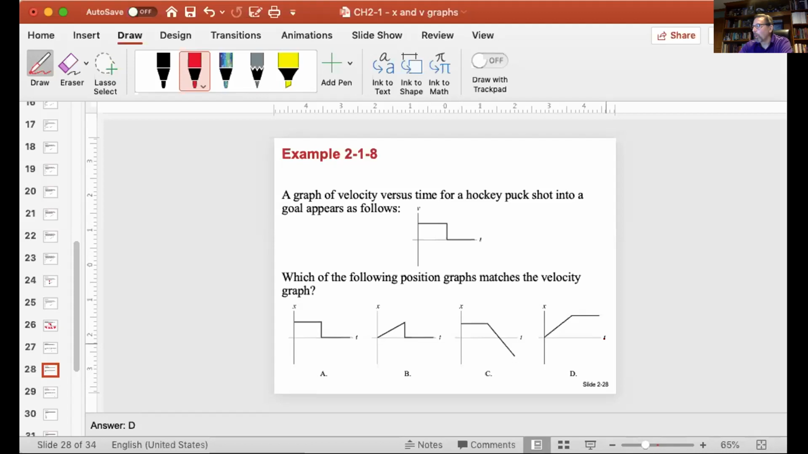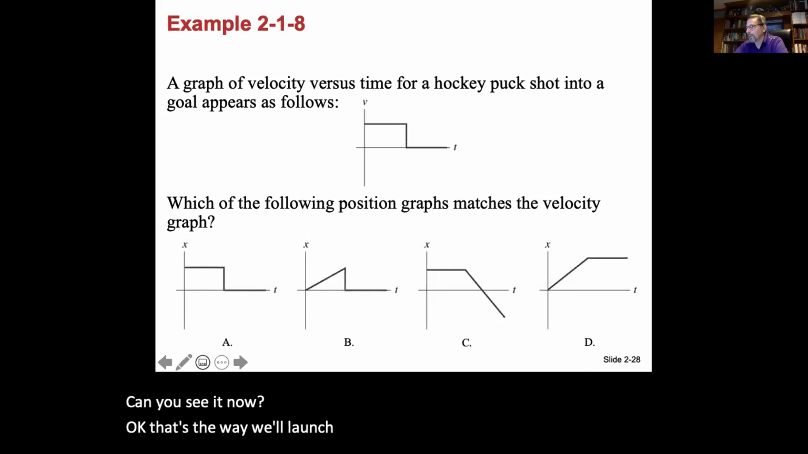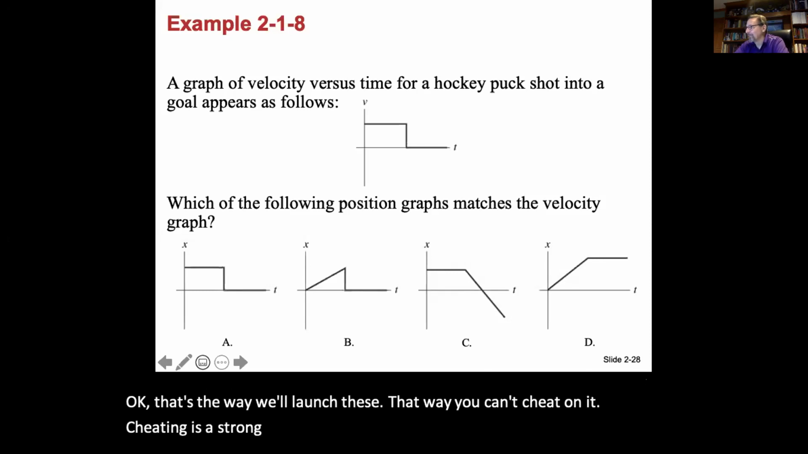Which screen? On the polling screen or in the? On the PowerPoint. I think it's in your notes at the bottom. Oh yeah, I got it. Okay, thank you. Let me see if I can hide that. Let's try there. Can you see it now? No. Okay, so that's the way we'll launch these. That way you can't cheat on it. Cheating is a strong word. All right, looks like everybody's in here. Hey, thanks for letting me know that. I'm learning these things as we go.